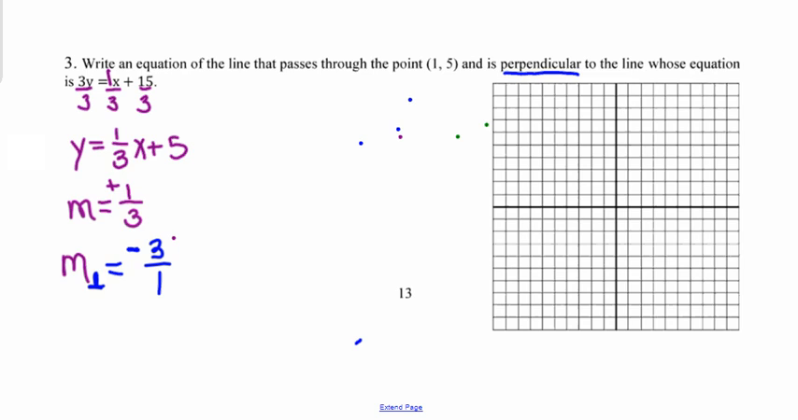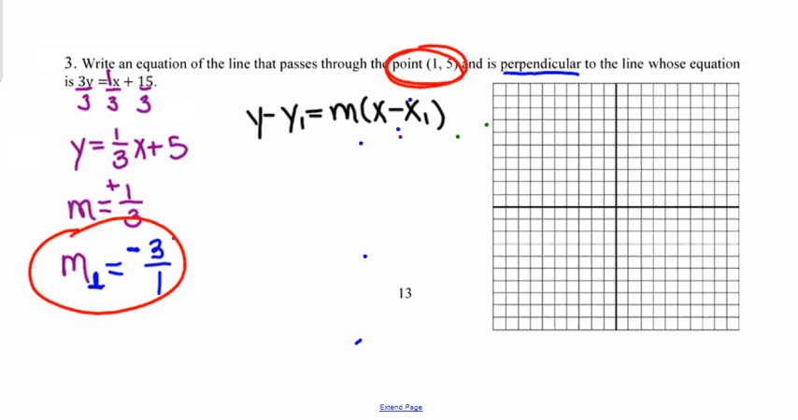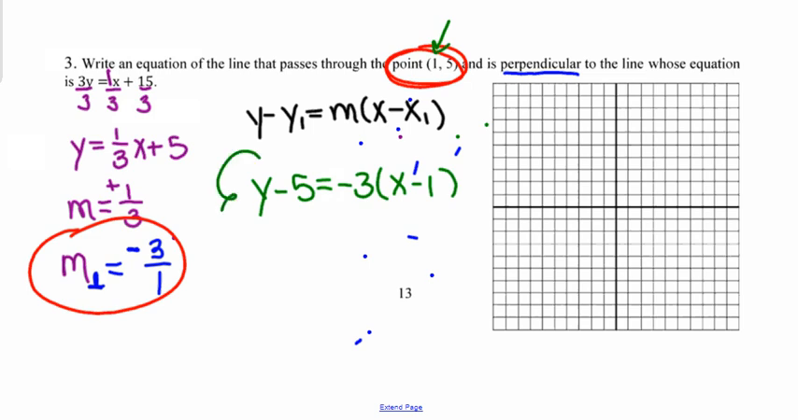And again, I've got y minus y1 is equal to m times x minus x1. I'm going to use the point with coordinates 1, 5 and that perpendicular slope of negative 3 over 1, or just negative 3. So my equation now becomes y subtract 5 is equal to my perpendicular slope of negative 3 times x subtract 1. And at that point, we're done.